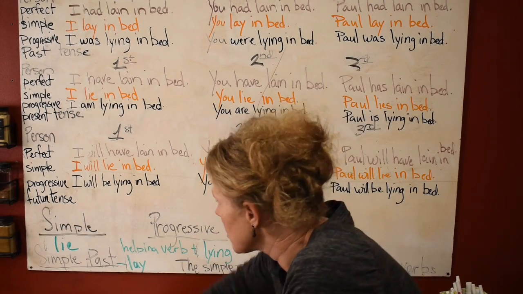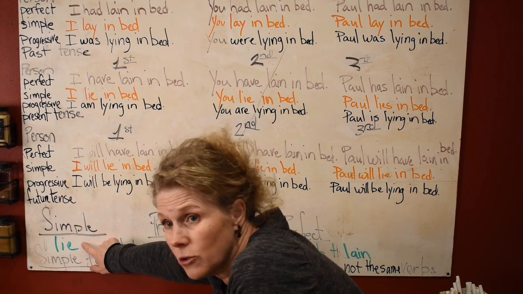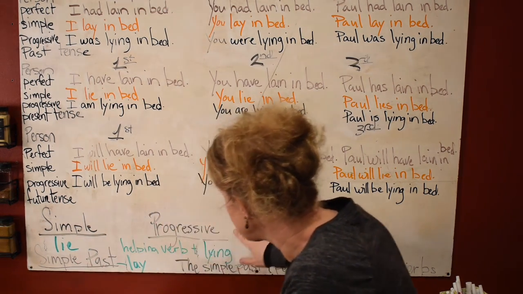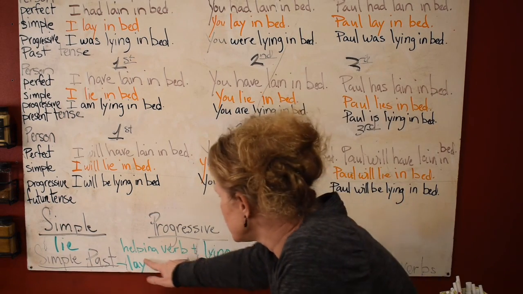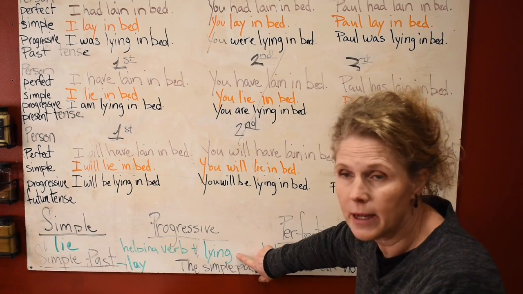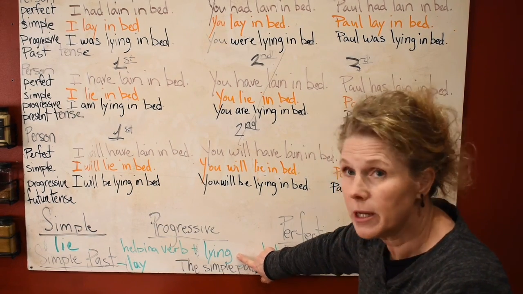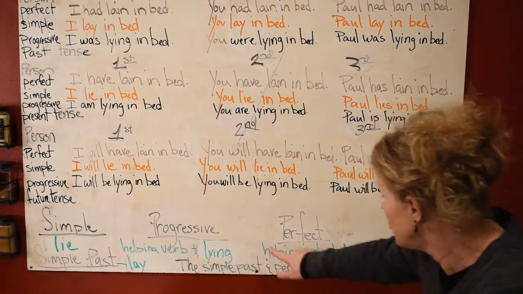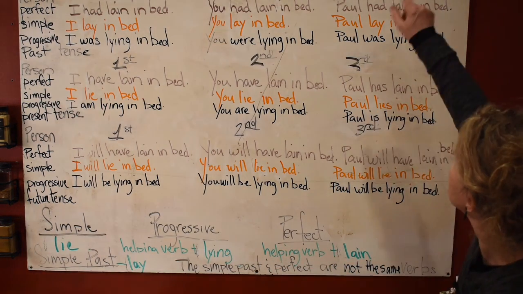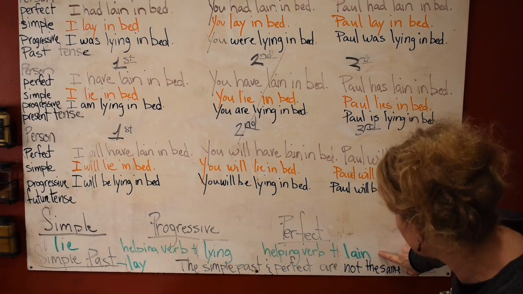Okay, so now remember, in your simple, you're using the word lie. In your progressive, you are going to use your helping verb plus the word lying. Look at the spelling. L-Y-I-N-G. Now look at perfect. You need to use the proper helping verb plus your perfect past participle of lain.